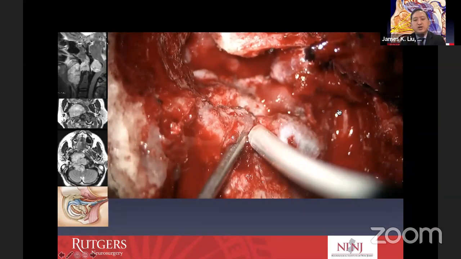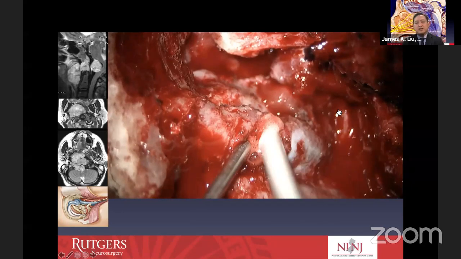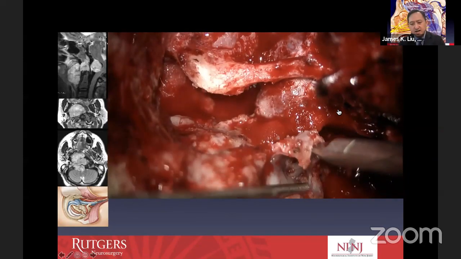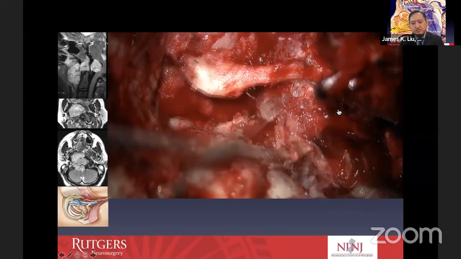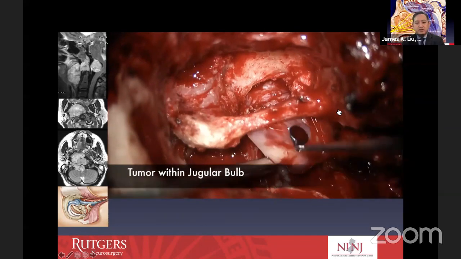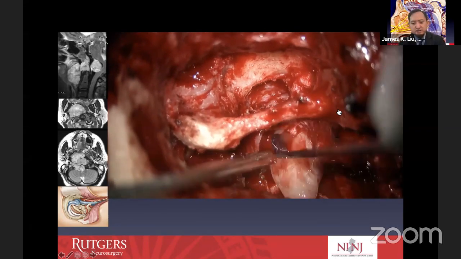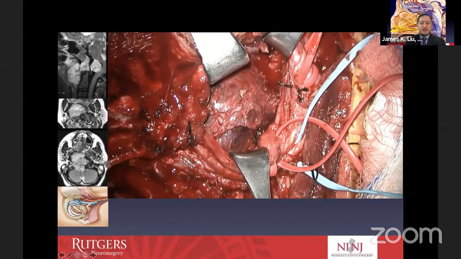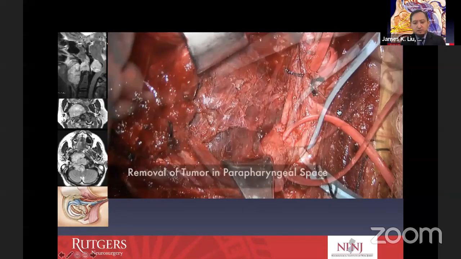We can then inject Surgiflo distally to prevent backfilling from the inferior petrosal sinus. And this allows us to now safely resect the lateral wall of the sigmoid sinus and start removing tumor that's in the jugular bulb. So here's the tumor in the jugular bulb. We'll now access the tumor that's in the parapharyngeal space.